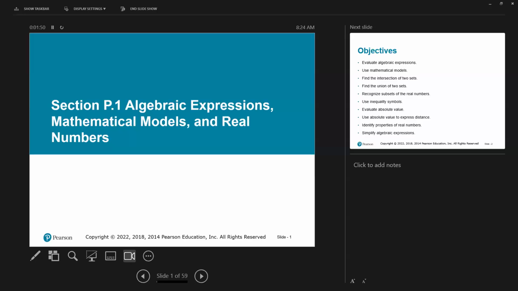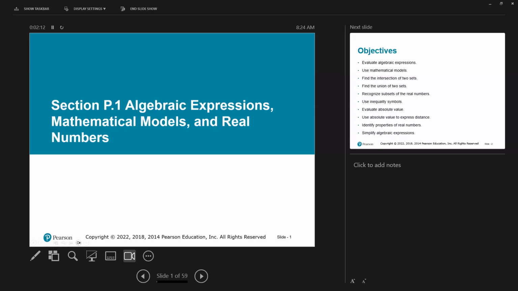All right, we are going to start part one of our college algebra review material. So this is the material we're going to review before we actually get to the college algebra material. And we're going to start with algebraic expressions and also some equations. We're going to talk about mathematical models and the real numbers.